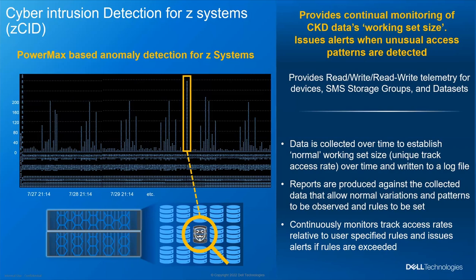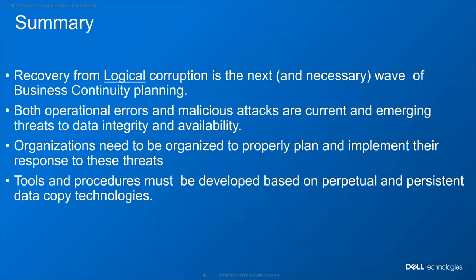So it's pretty straightforward conceptually what we're doing here, but there's a lot of work under the covers to collect the data from the PowerMax, analyze it, produce a report, and continually monitor the data on an ongoing basis. So ZCID is meant to be run as a long-running batch job or as a started task. Once you've established the environment and what the rules should be, it'll run and alert on data access rates that are beyond the norm. So that's cyber intrusion detection for these systems.